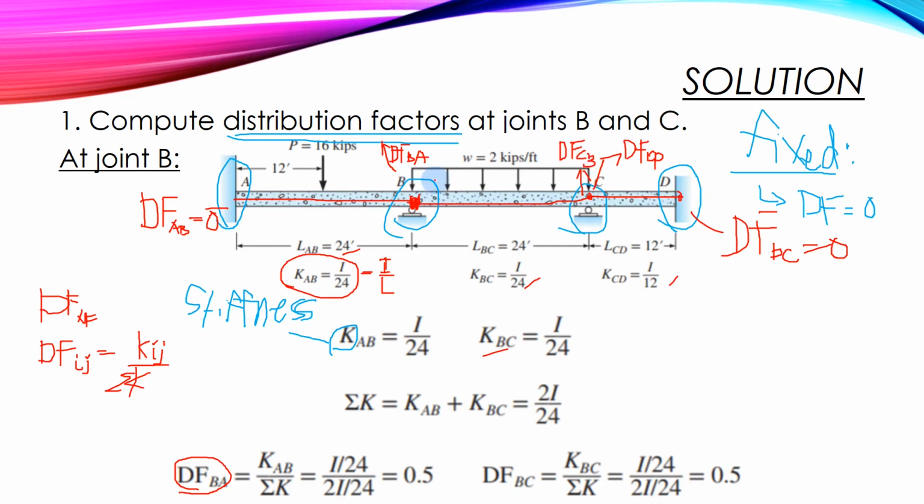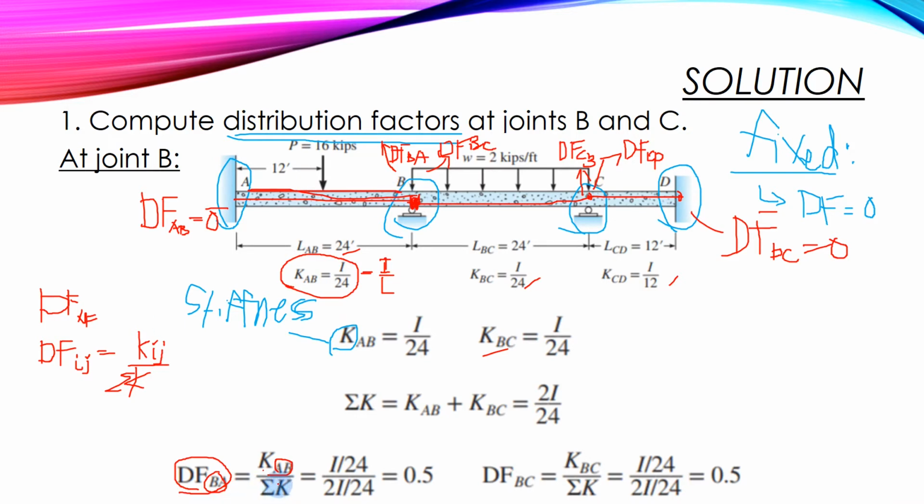Okay, then next is DFBC. Okay, so now you can see it. Now we get DFBA. So DFBA is equal to the stiffness of BA, since BA is the member we are considering, so it should be BA, though it can also be AB, since it is the same stiffness for this segment.